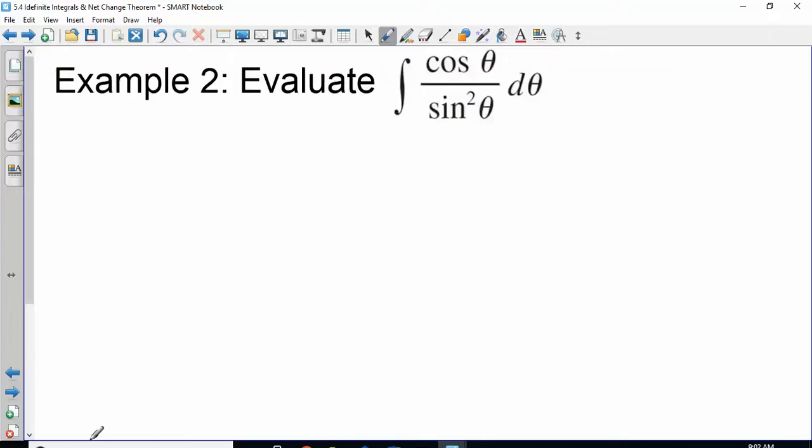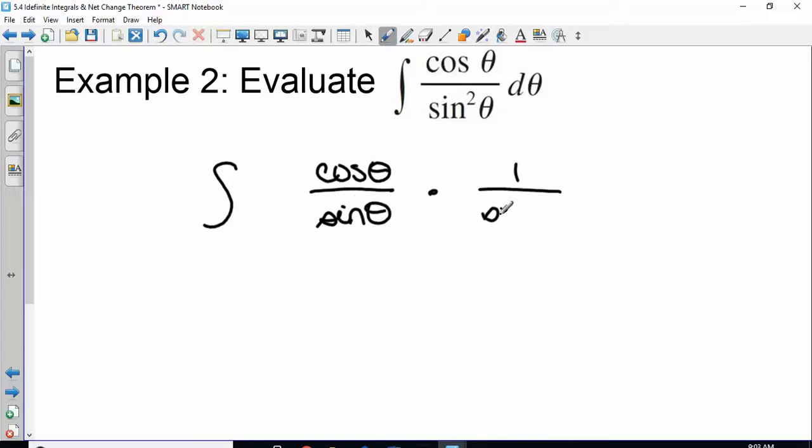Let's look at this one. Can we do the antiderivative of a quotient? No, we do not have a quotient rule in reverse. So we have to think about how we might rewrite this. We have a cosine and a sine squared. Sine squared just means sine times sine. Okay, I don't have a product rule in reverse either, so this isn't good enough yet.